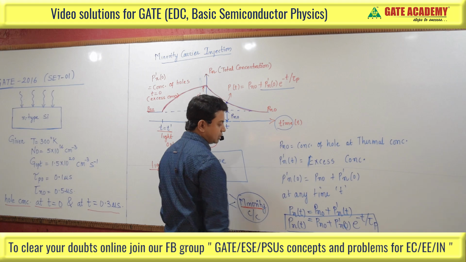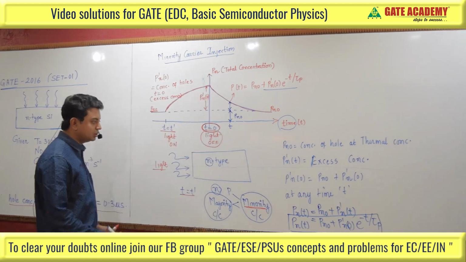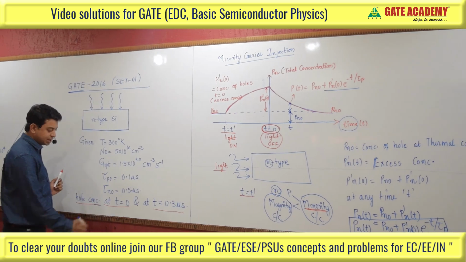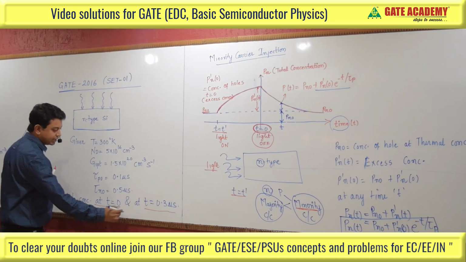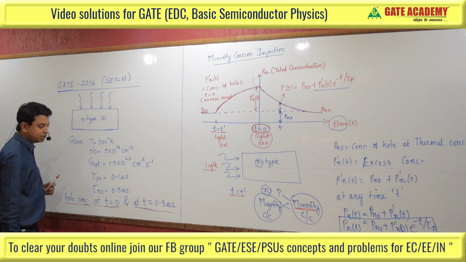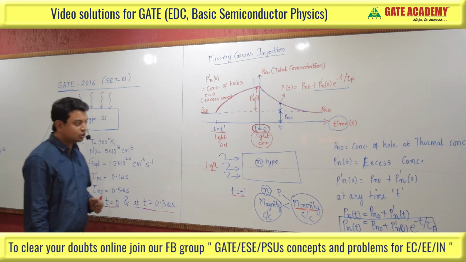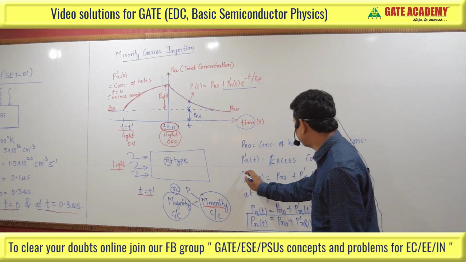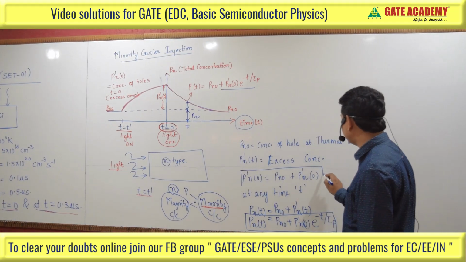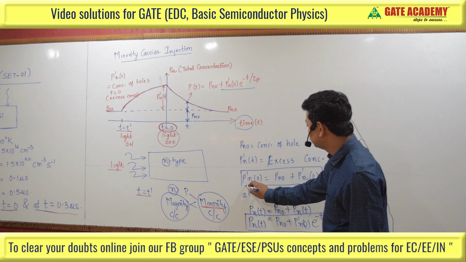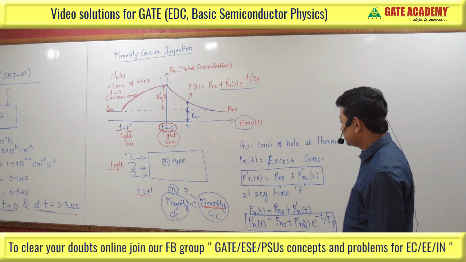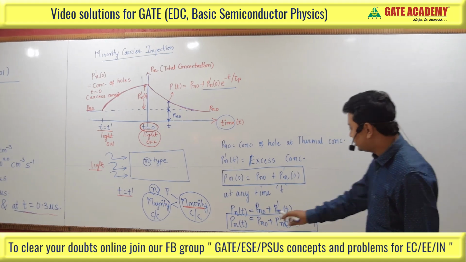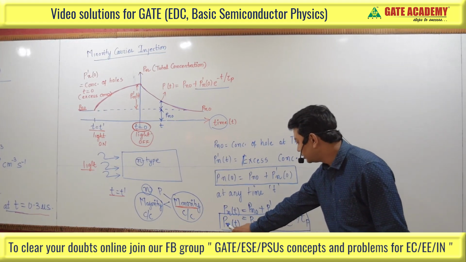Now see what is asked in the question. The question asks what is the concentration of holes at time t equal to 0 and at time t equal to 0.3 microsecond. So we can write this one. Since we have the equation, what is the concentration of holes at time t equal to 0? This dash should not be there. And what is the concentration of holes at any time?